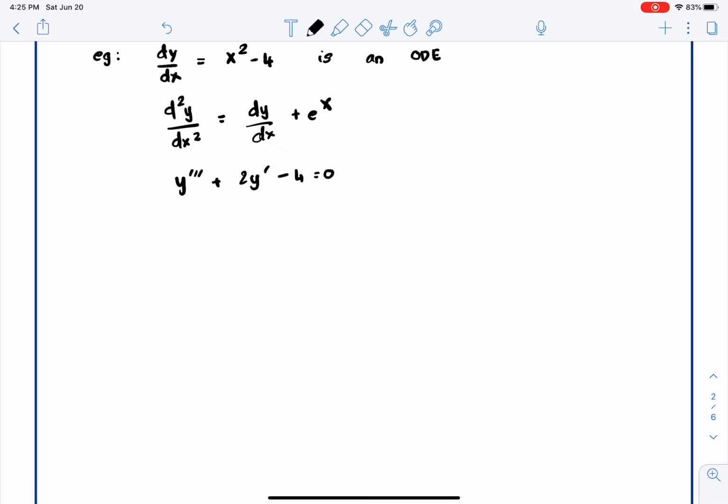That is also an ODE, because by default we assume that y depends only on one variable, and that could be anything. It could be x, it could be u, it could be t, doesn't matter, but inherently we make the assumption that y depends on exactly one variable, so there is only one independent variable.